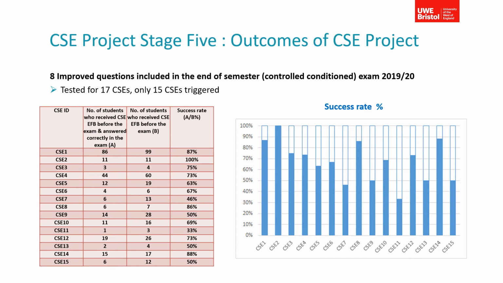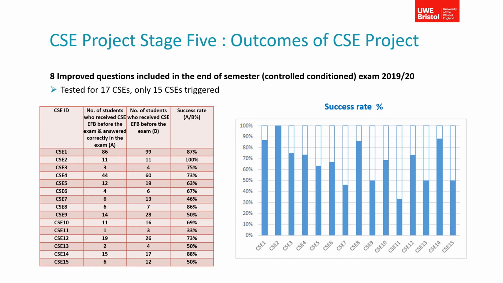For the fifth stage of the project, we included 8 improved questions in the end of semester control condition e-examination for the 2019-20 cohort. The 8 questions tested for a total of 17 CSEs, but only 15 CSEs were triggered in the exam.